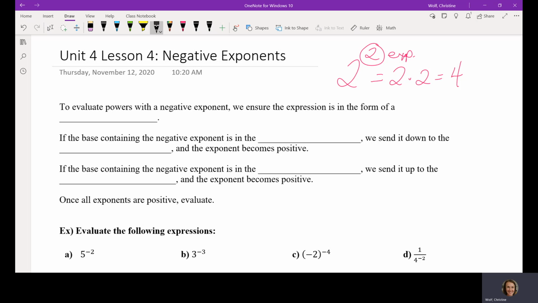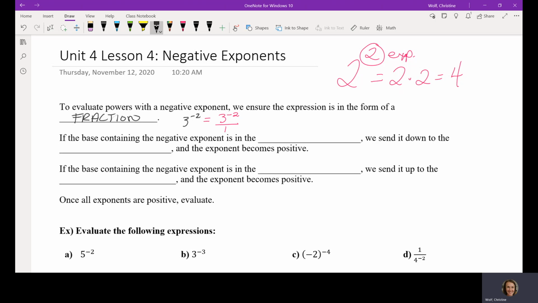So, to evaluate powers with a negative exponent, we ensure the expression is in the form of a fraction. For example, if I gave you something like 3 to the negative 2, before we can even think about solving it, we have to make it in the form of a fraction. All that means is putting it over top of 1. Doing that will help us change it to a positive exponent later on. I'll explain that part later.